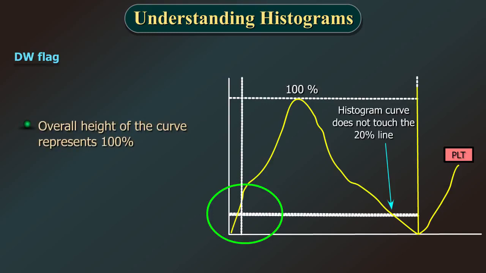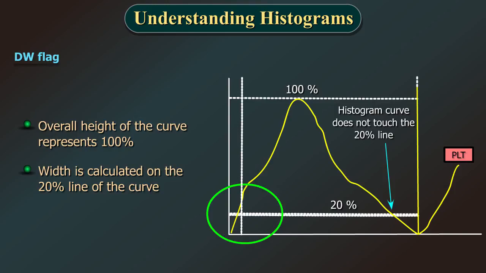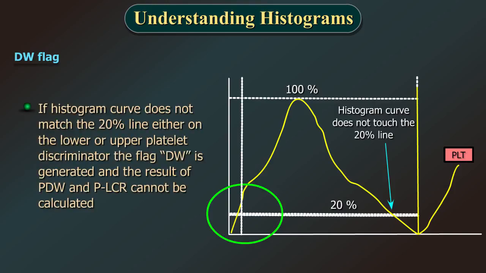The overall height of the curve represents 100%. The width is calculated on the 20% line of the curve. If the histogram curve doesn't meet the 20% line, either on the lower or upper platelet discriminator, the flag DW is generated and the result of PDW and PLCR cannot be calculated.